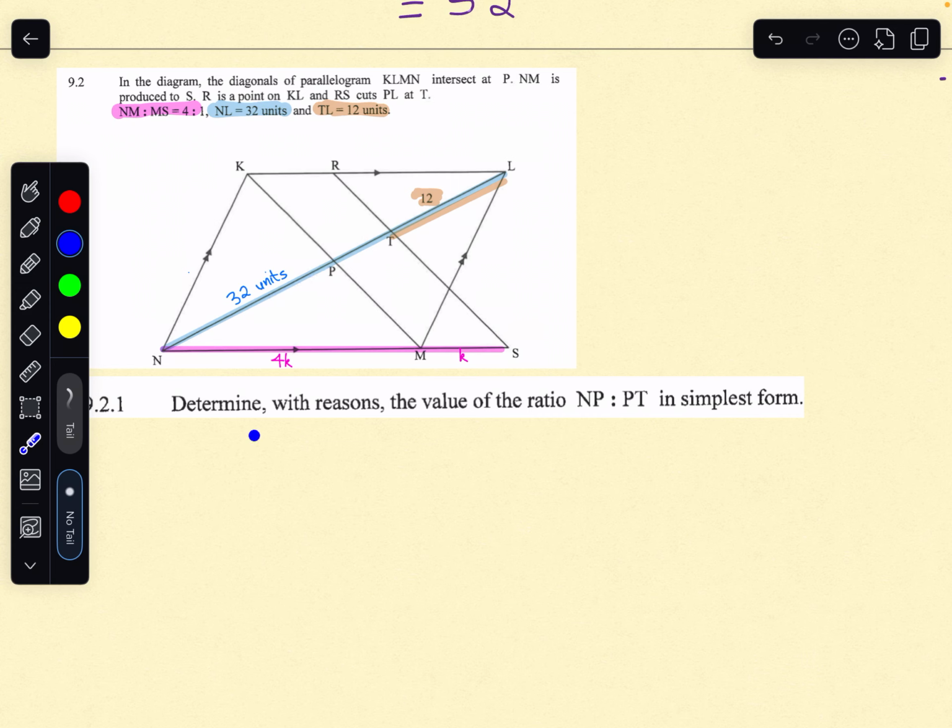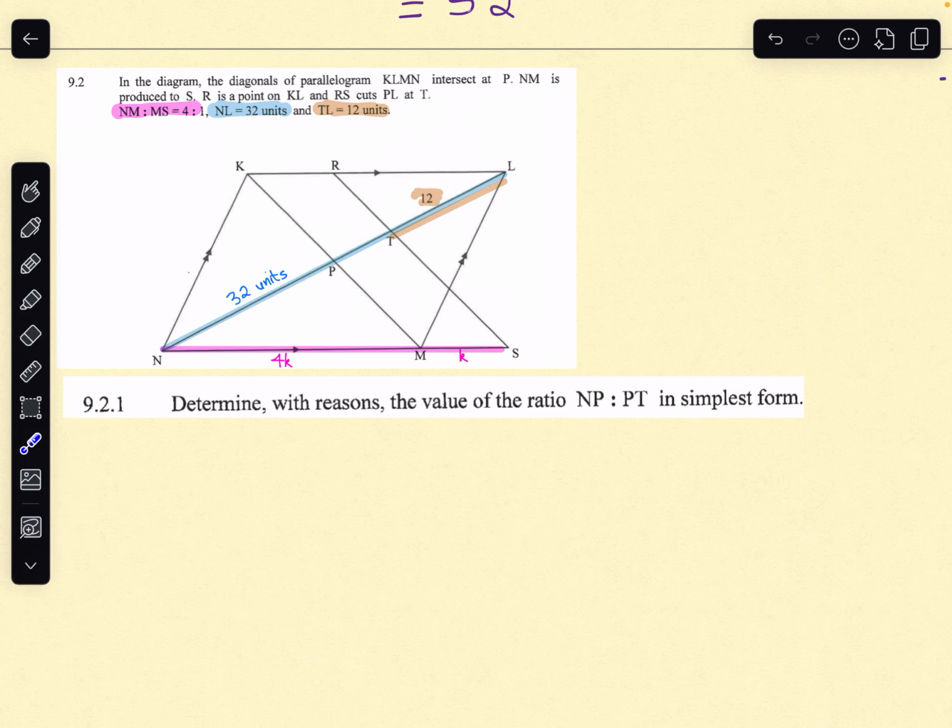Determine with reasons the value of the ratio NP to PT in simplest form. We also have parallelograms going on here, so we've got lots of parallel sides. And if we're being asked to find ratios of sides, it's giving similar triangles. So let's see here. PT and NP are part of this system.